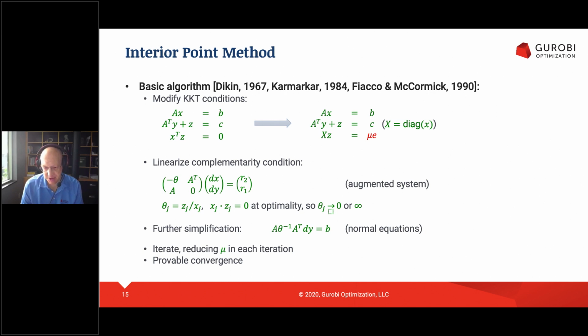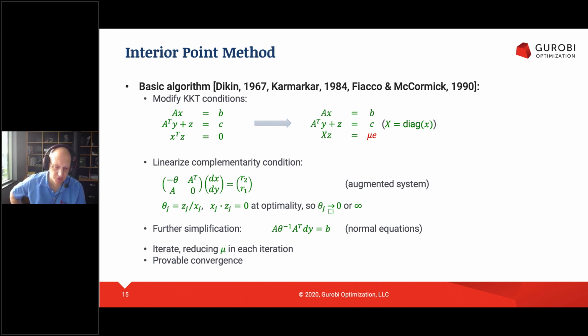But what it does is it actually replaces the complementarity condition, X transpose Z equals 0, with X times Z equals mu, where mu is a centering term. And you start with a certain mu. At each iteration, you decrease mu, and when mu gets small enough, you are close enough to the optimal solution.